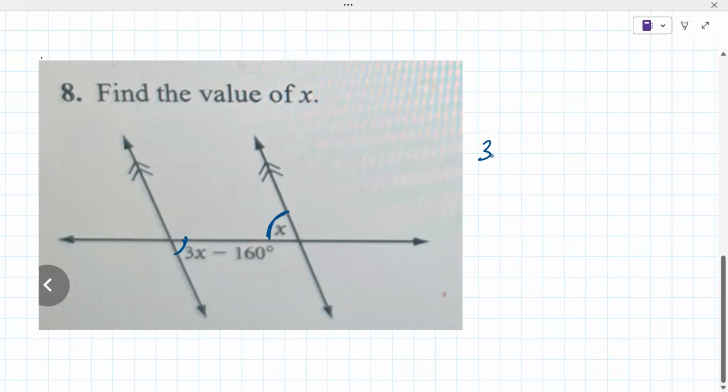So you can write 3x minus 160 equals x. Could you solve that for x, please? Do I add a 1 with that x? Yes, you can put a 1x right there. Got it. Okay.